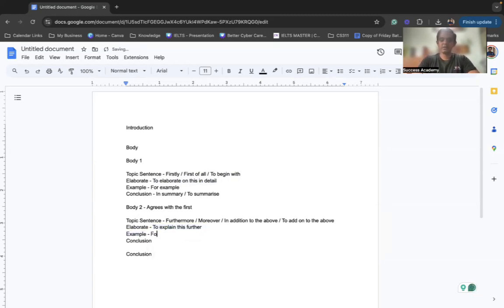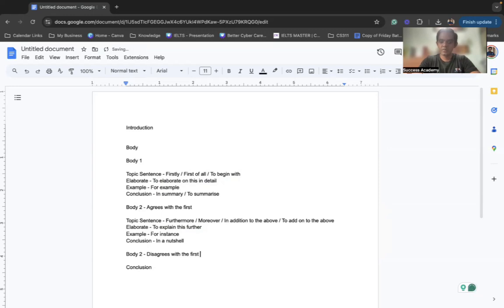When you're giving an example, you don't say again, for example, you say for instance, right? And when you're concluding, you can say in a nutshell, right? In a nutshell. Now, if the second body paragraph, so say body two, disagrees with the first.